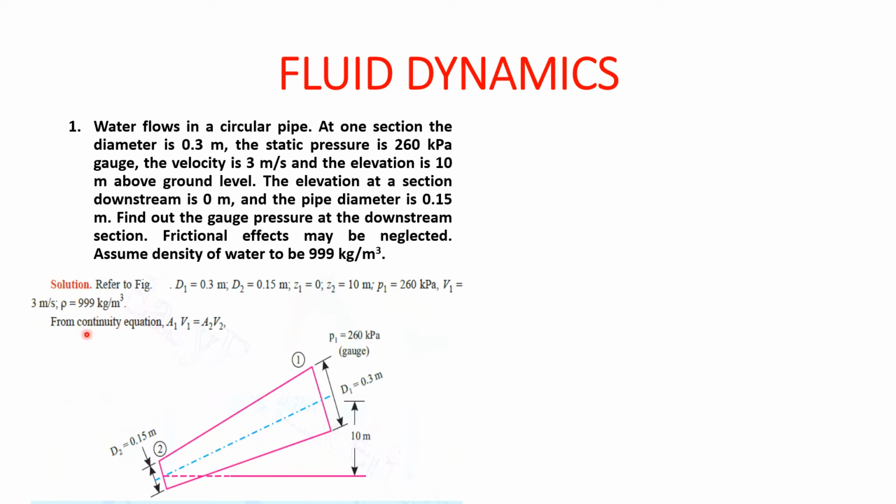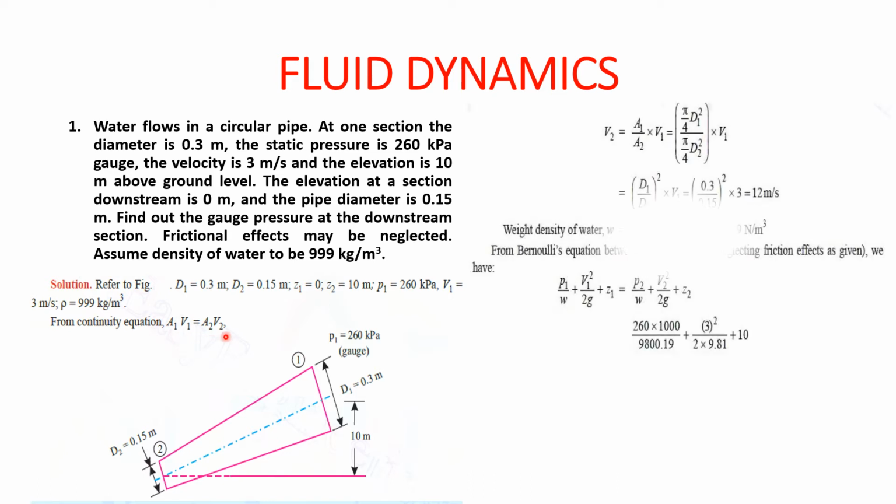From the continuity equation A1 V1 is equal to A2 V2, we have to take into consideration that V2 is equal to A1 by A2 into V1, right? Considering this continuity equation, that is A1 V1 equal to A2 V2, we get V2 is equal to A1 into V1 divided by A2, so that is also equal to A1 by A2 into V1. A1 is nothing but pi by 4 D1 square, A2 is nothing but pi by 4 D2 square, and V1 is kept as it is.